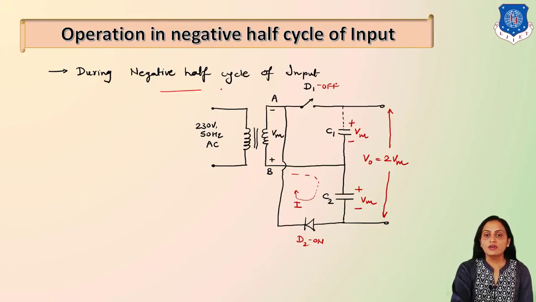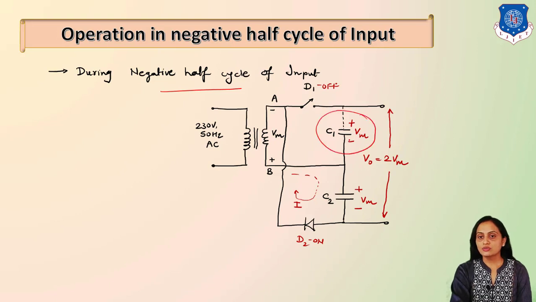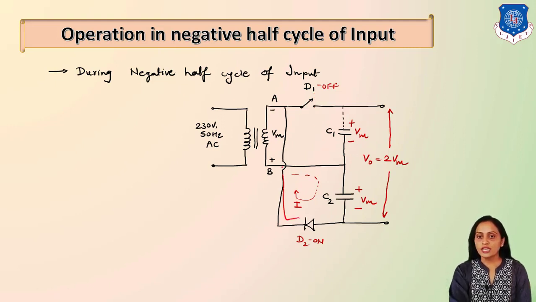Now during negative half cycle, we have already seen that C1 is already charged to the Vm with this polarity, and due to this minus plus polarity, we find that diode D1 is off and we are not going to show it. And for D2, cathode terminal is connected to minus, that's why D2 is on, and due to that the current will be flowing in this manner.